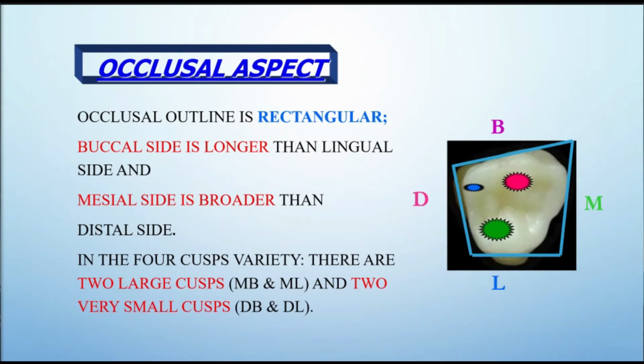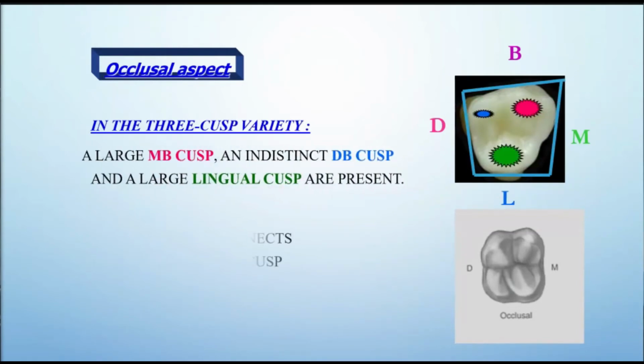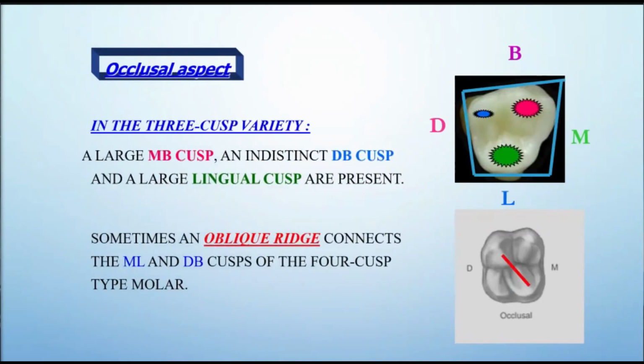In the four-cusp variety, there are two large cusps, mesiobuccal and mesiolingual, and two very small cusps, distobuccal and distolingual. But this is the picture of a three-cusp variety. In the three-cusp variety, the lingual cusp is big, a single cusp on the lingual side. A large mesiobuccal cusp, an indistinct distobuccal cusp, and a large lingual cusp are present.